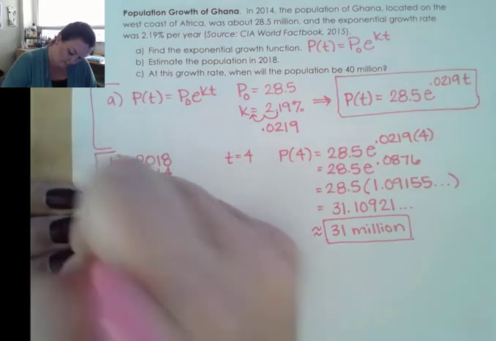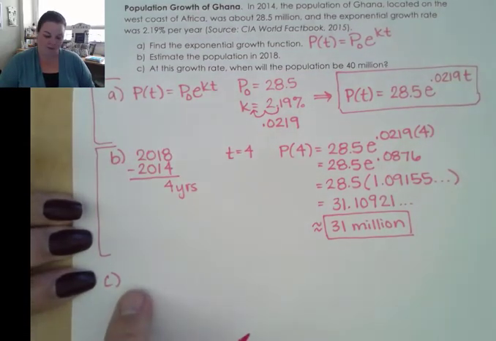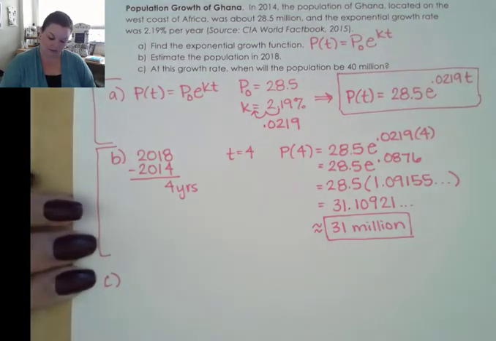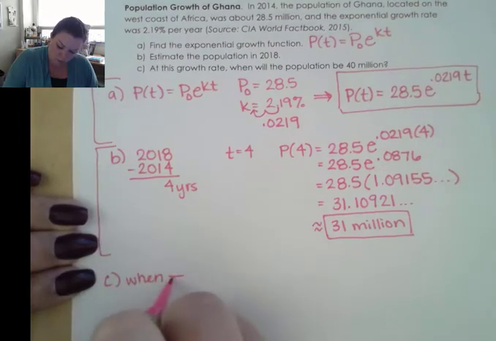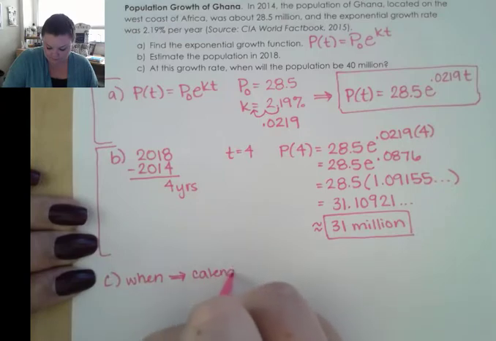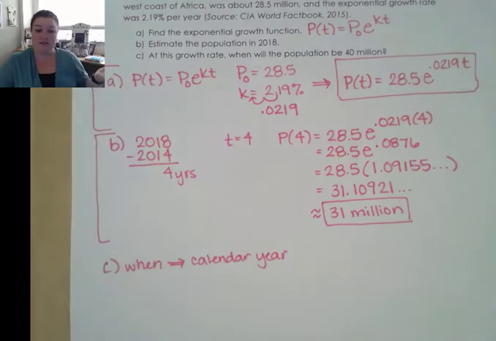So this was all part B. Now part C says, at this growth rate, when will the population be 40 million? So we want to know when. When it says when, we're looking for a calendar year. So it wants to know, like, will that happen in the year 2042?